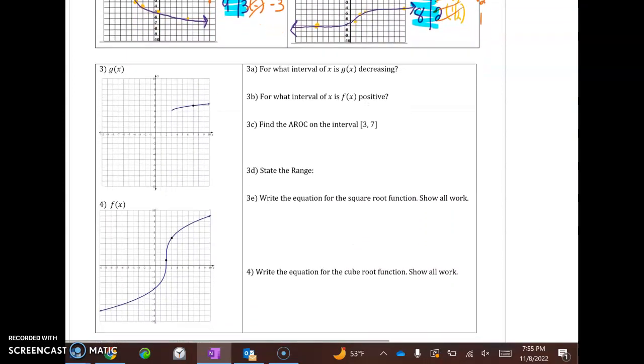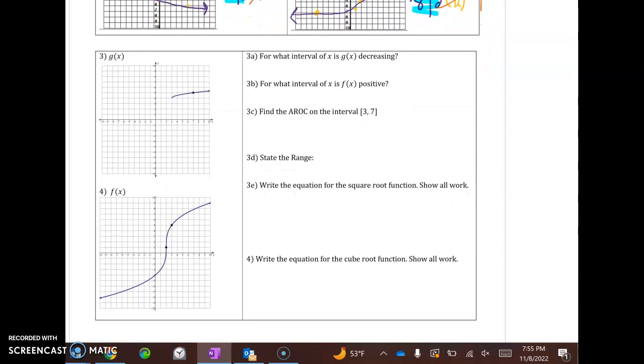All right, problem 3. So we have 3a, b, c, d, e, and I see some increasing, decreasing, positive stuff, so I'm going to take care of that. So the first thing I want to do is mark my important points. So I've got where it starts at 3, 4. This arrow on the right is going to the right and up. There are no turns, no like maxes and mins, and it doesn't cross the x-axis. So that's all I really need.